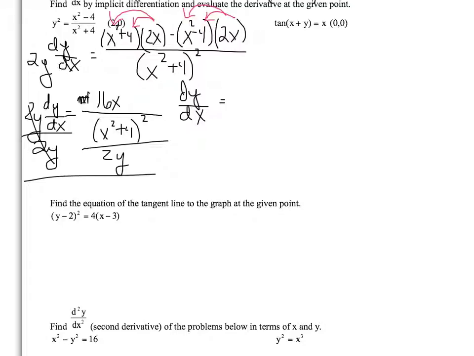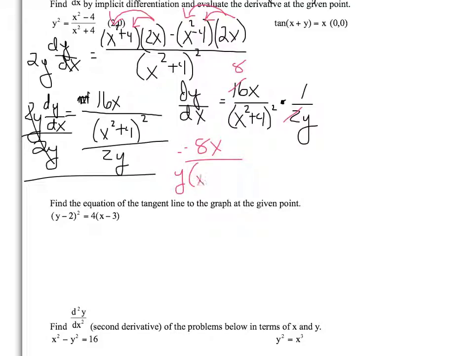So I'm going to do a keep, change, flip here. 16x over x squared plus 4, quantity squared, times, and then 1 over 2y. 2 goes into 2 once, 16 8 times. So dy dx is really just equal to 8x over y times x squared plus 4 quantity squared. At this point, you can plug in your point that they gave you, which is 2, 0. So it's going to be 8 times 2 divided by 0 times 2 squared plus 4 quantity squared.